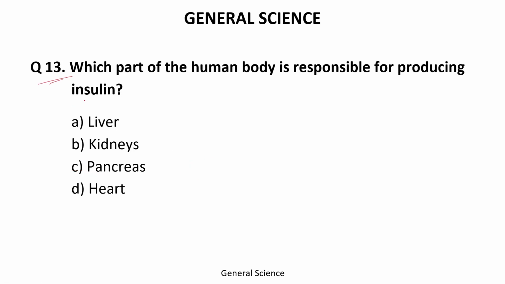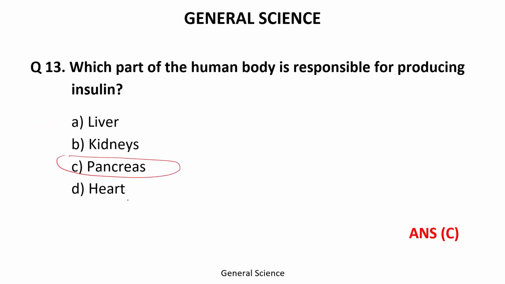13th question we have. Which part of the human body is responsible for producing insulin? Liver, kidneys, pancreas, heart. 20 seconds you have to think and answer. Time starts now. Time's up.